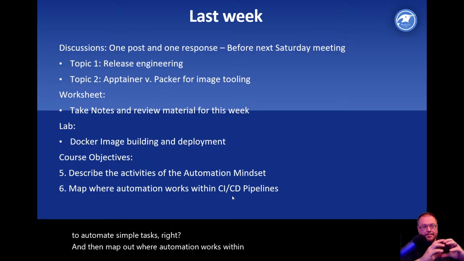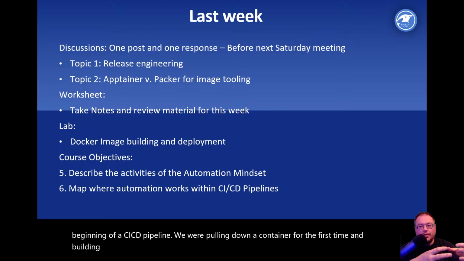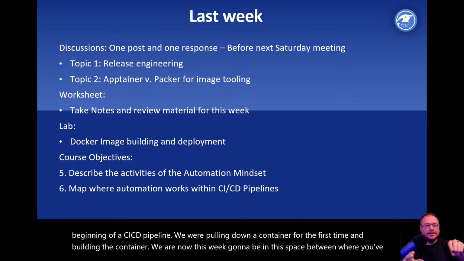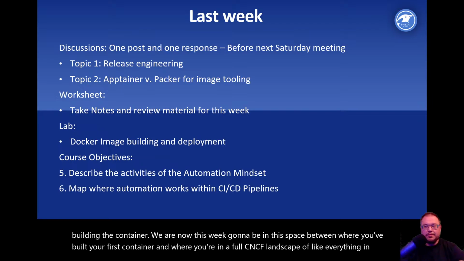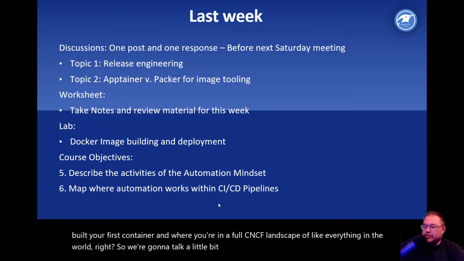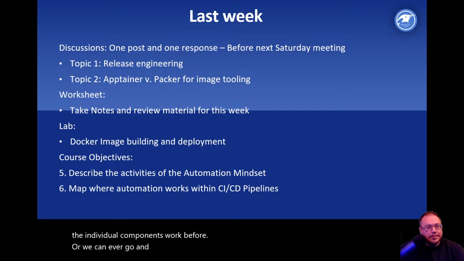We were at the very beginning of a CI/CD pipeline. We were pulling down a container for the first time and building the container. This week we are going to be in the space between where you've built your first container and where you're in a full CNCF landscape of everything in the world, right? We're going to map where automation works within each of the different parts of a CI/CD pipeline, because we need to understand how the individual components work before we can ever go and build the whole thing. I mean, how would we build it?